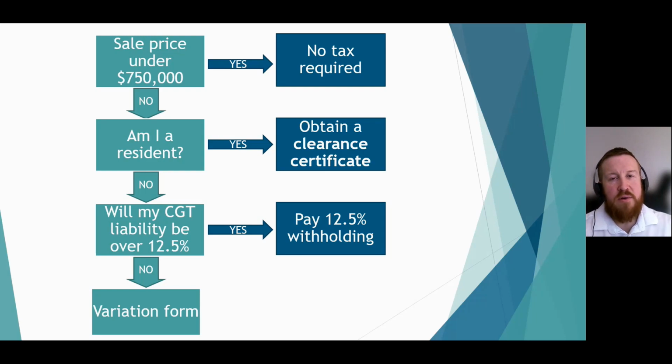Well, then you've got to work out, will my capital gains tax liability be more than 12.5%? If you don't know, you'll just have to pay the tax. But if you can work it out, like I've done in the example with the spreadsheet, and the amount is over 12.5%, then just pay the 12.5% tax now at the time of settlement and pay the rest when you do your tax return. But if the answer to that question is no, so your CGT liability is expected to be under 12.5%, that's when you do the variation form. So the first two decisions are pretty straightforward. That third and final decision point, you need to know what your capital gains tax amount is going to be before you can decide whether to just pay the 12.5% or do the variation.